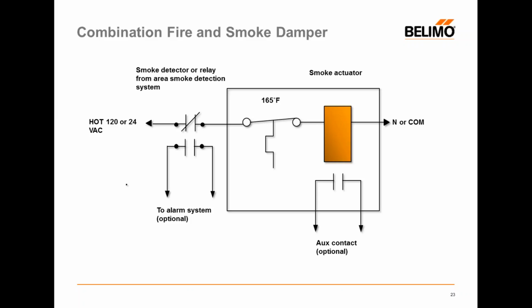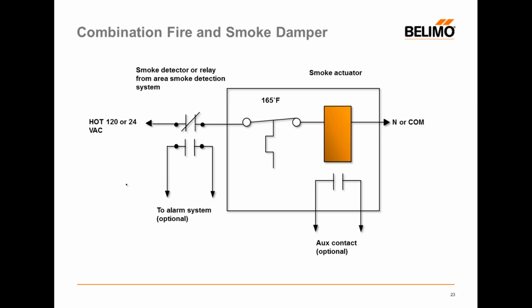On the right-hand side of the screen, we see our neutral or our common going to the actuator body. So we've got constant common or neutral to the actuator. Then either our 24 volts or 120 volts hot goes through the normally closed set of contacts, either at a relay or a duct detector, then through that 165 degree high limit switch I referenced. Once either the 165 degree high limit switch is opened or the duct detector relay contacts are open, we remove power from the actuator, and the actuator will close the fire smoke damper assembly.